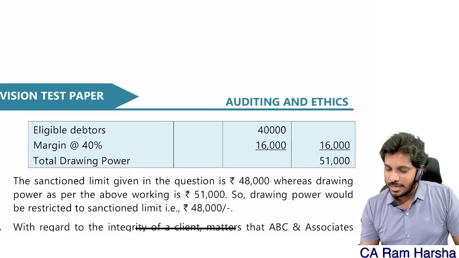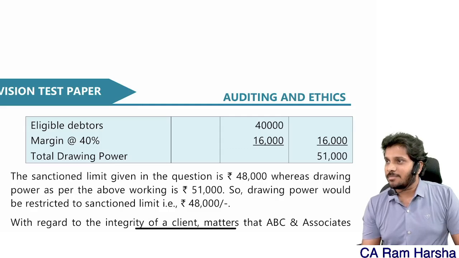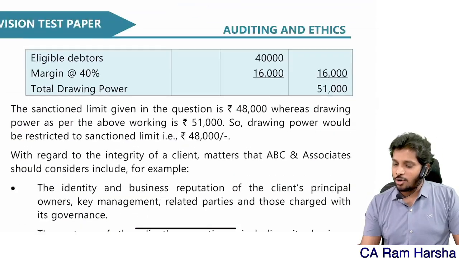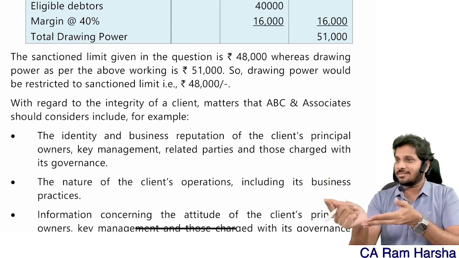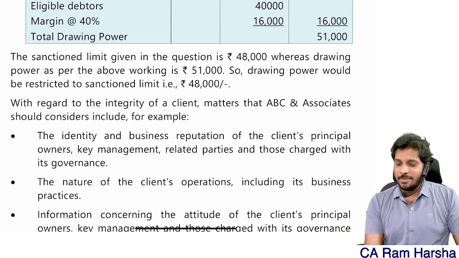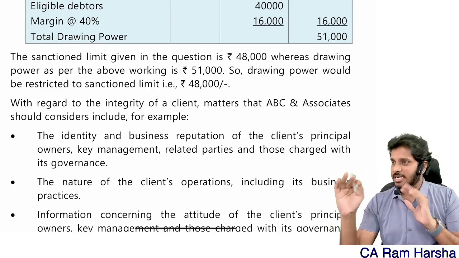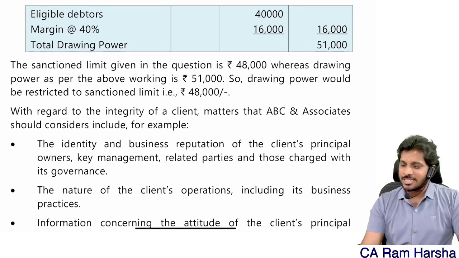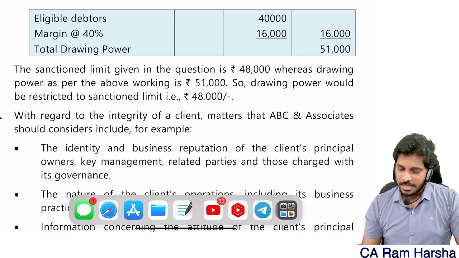No, they did it wrongly here. How come 60? 40 minus 16 is equal to 24, right? 24 plus 35, how much is it? 59. They also did correctly. Clerical mistake. Yes or no? But the sanction limit given in the question is 48, whereas drawing power is 59. So drawing power would be restricted to sanction limit 48. They did correctly, just in that outer column they wrote the wrong number. That's it. Next.